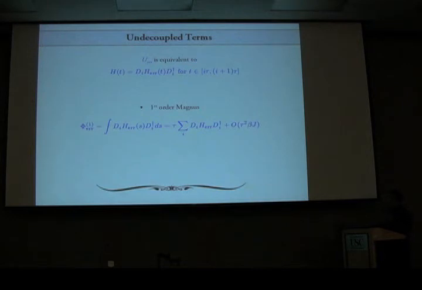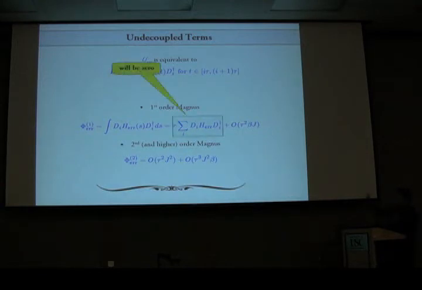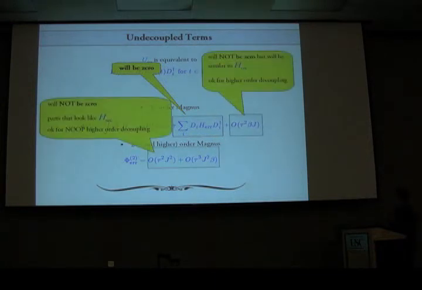you just have an integral. Because of the time dependence, you get other terms other than the first sum. And for the second order, it's something like this. Now, this is zero by the decoupling condition. This will just go away. So we'll be left with the other ones, which will not be zero.